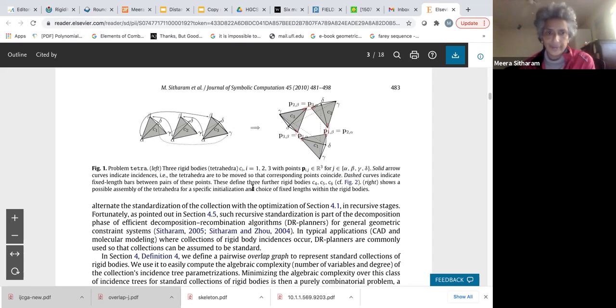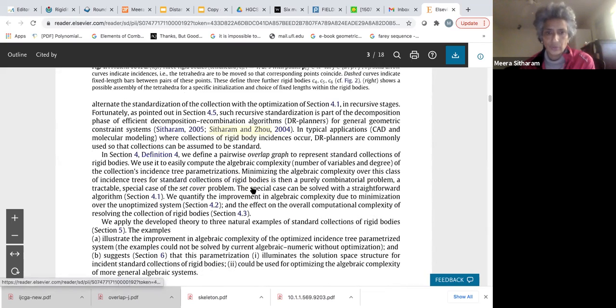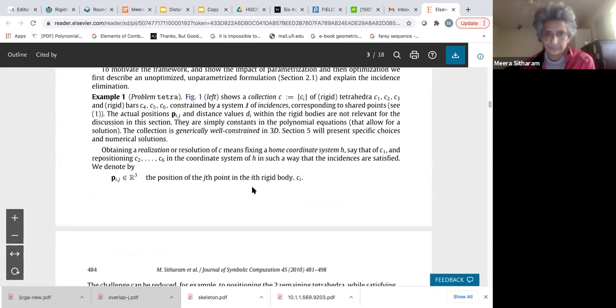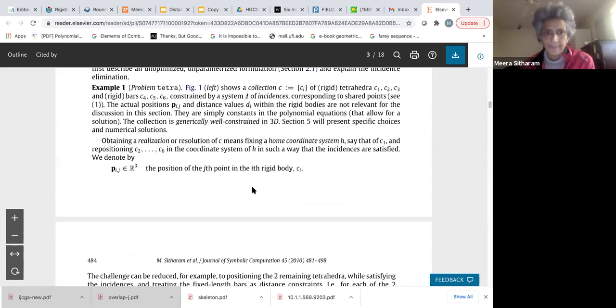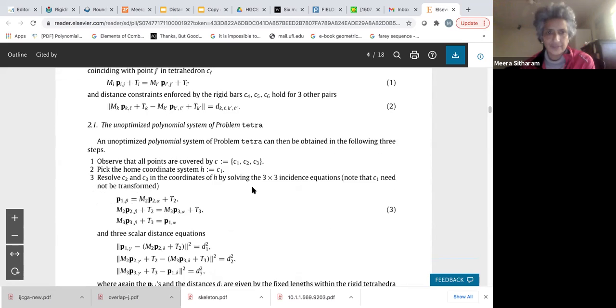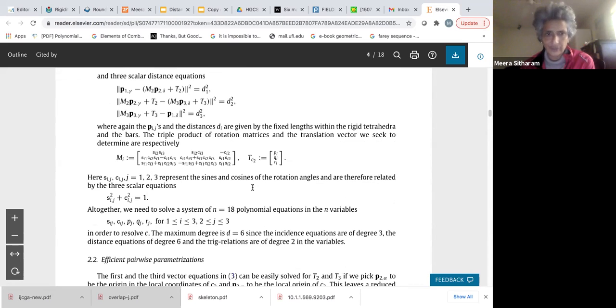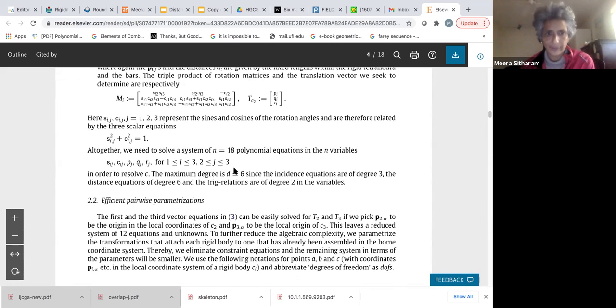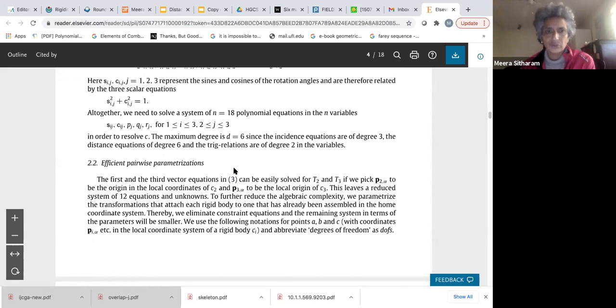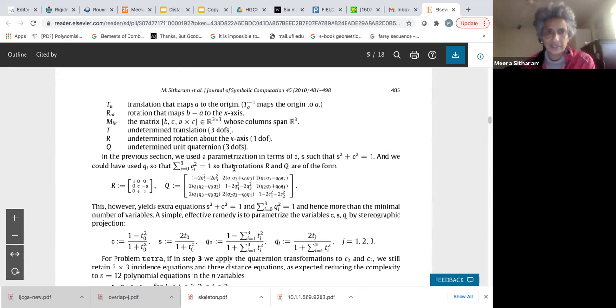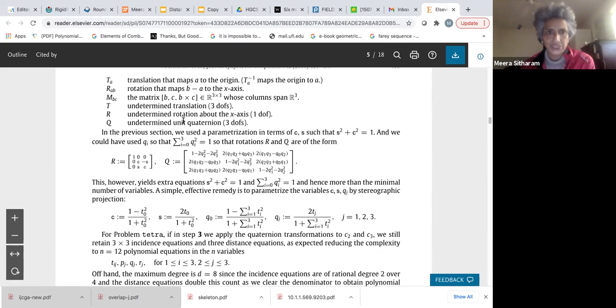So to solve this, some of this we have already seen. This should be familiar. To do the pairwise parameterizations, the notation: TA is the translation that maps A to the origin, T inverse A maps the origin to A. RAB is the rotation that maps B minus A to the x-axis.